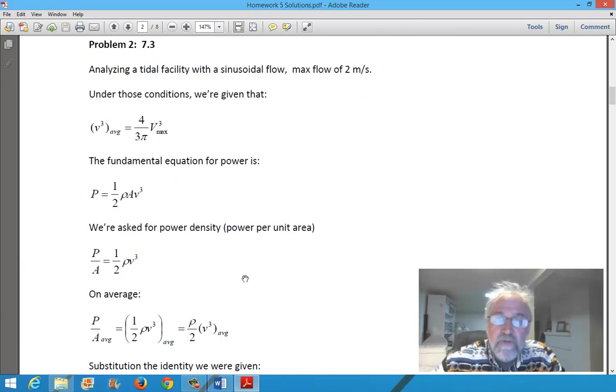Problem 2, problem 7.3 in the book. Just looking at a slightly different situation, tidal energy. So what I like about this, it shows that tidal energy isn't really different from wind energy. You have a different flow regime. You probably don't have Weibull distributed statistics or Rayleigh winds or something like that. But the equations are all the same. In fact, you don't really need to worry about statistical distribution because the currents are quite predictable and quite constant.